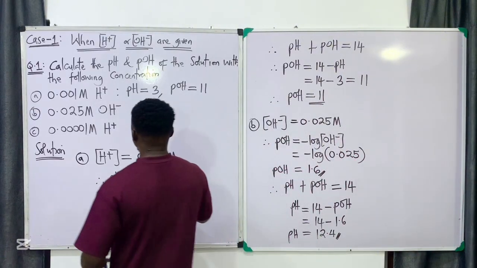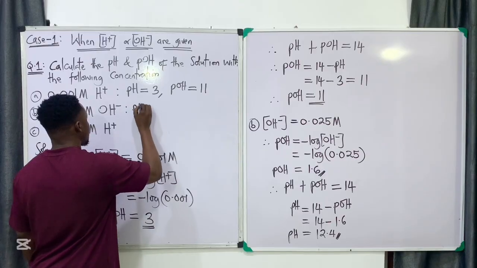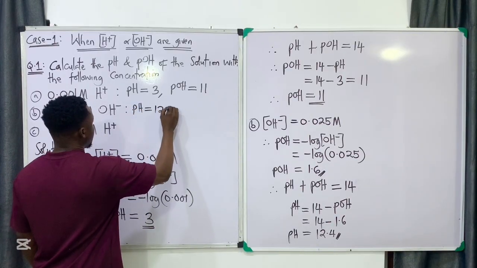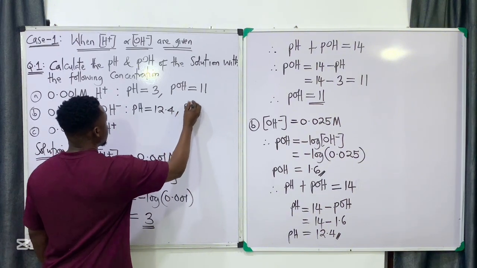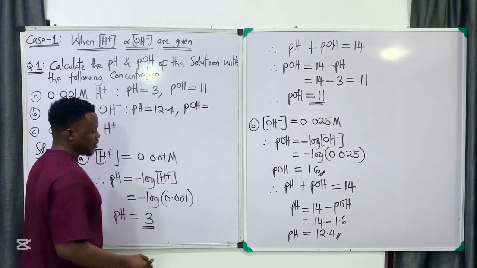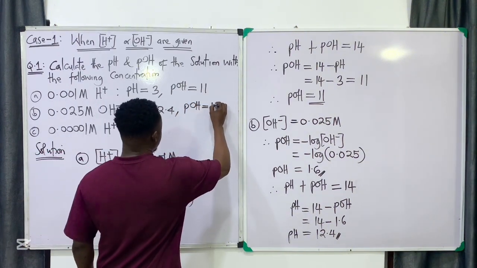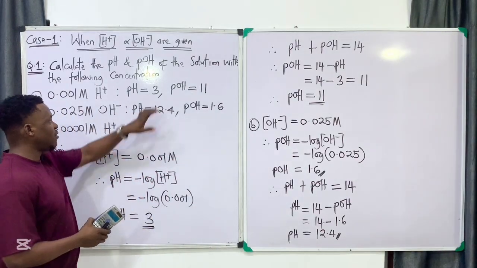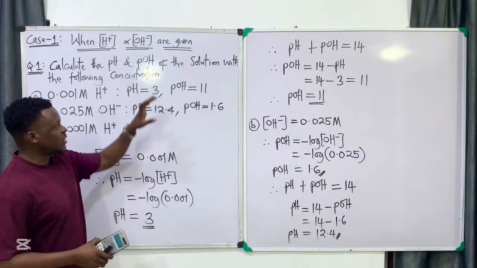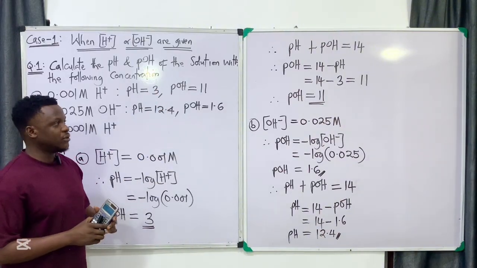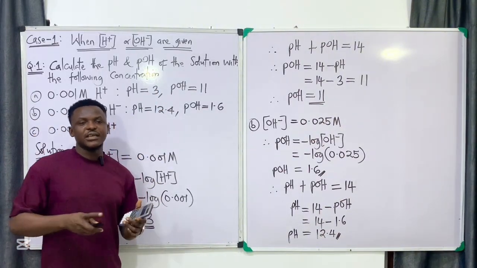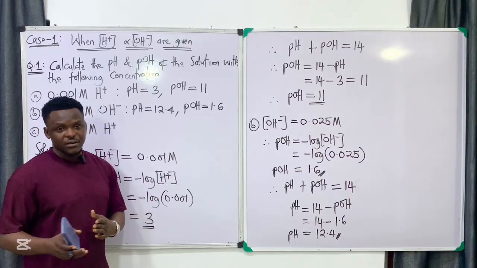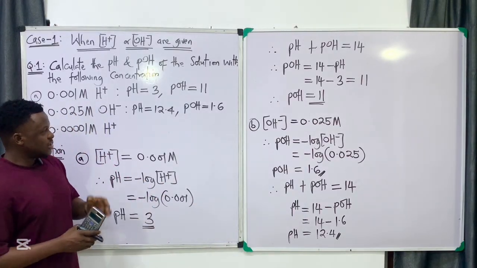So for this second one, our pH is equal to 12.4 and our pOH is equal to 1.6. Okay, now at the end of the day, once I'm done solving, I'll put out the scale on the board and explain which numbers are going to be acidic and which are going to be basic. So let's stick to this video.